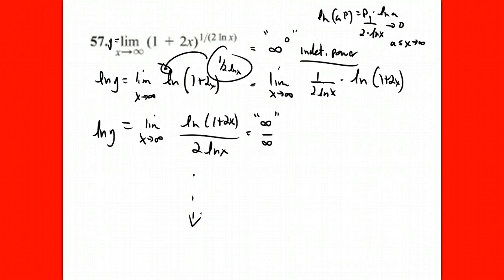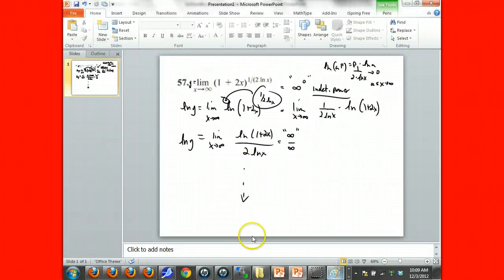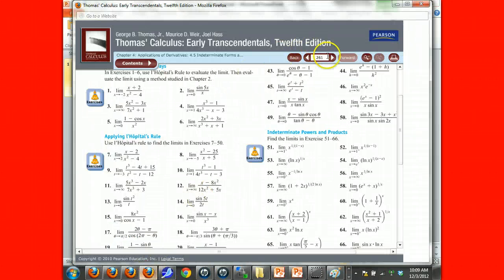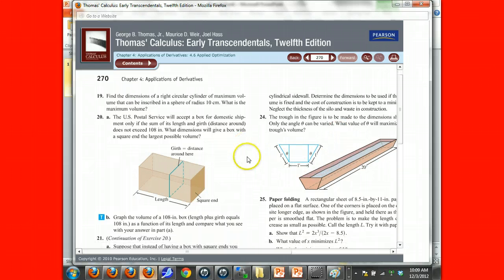Go ahead. Can you put number 23 on page 270? Yes. Question number 23?